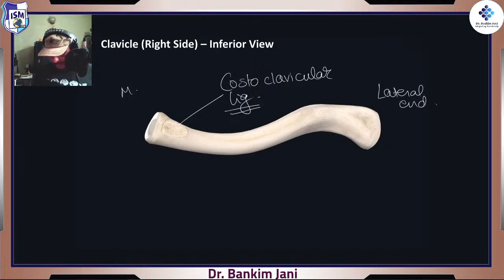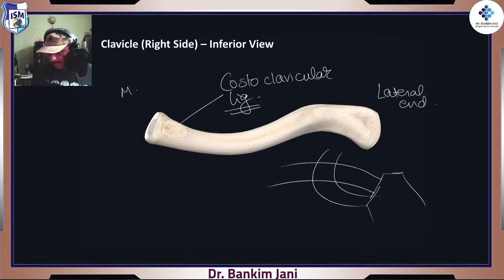So let me draw, right? Say here is the rib, okay, and then we'll have the manubrium sterni, and on top of it let's draw the clavicle, like this, right? So here is our costoclavicular ligament. That's why we said costa is rib, clavicle is clavicle, and this is the costoclavicular ligament. Here it is. So that's how it is attached.